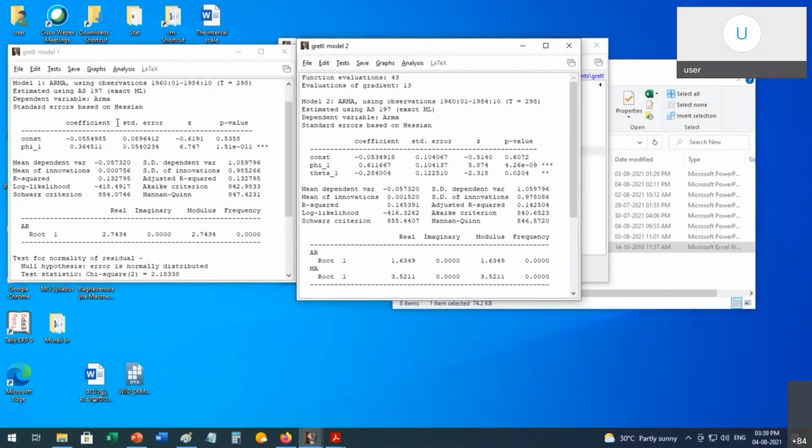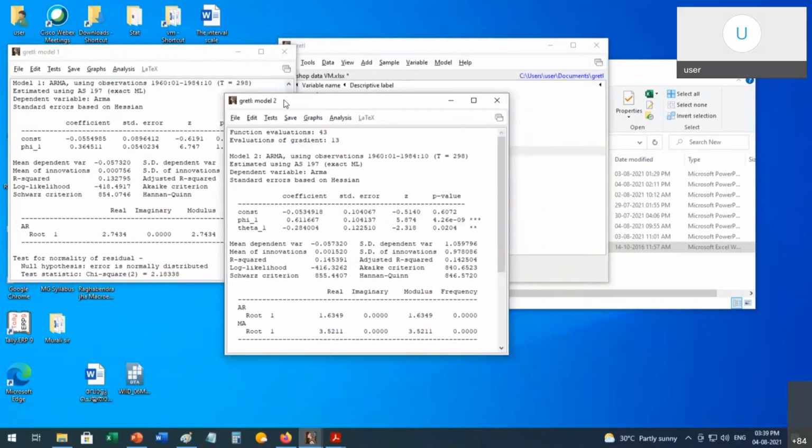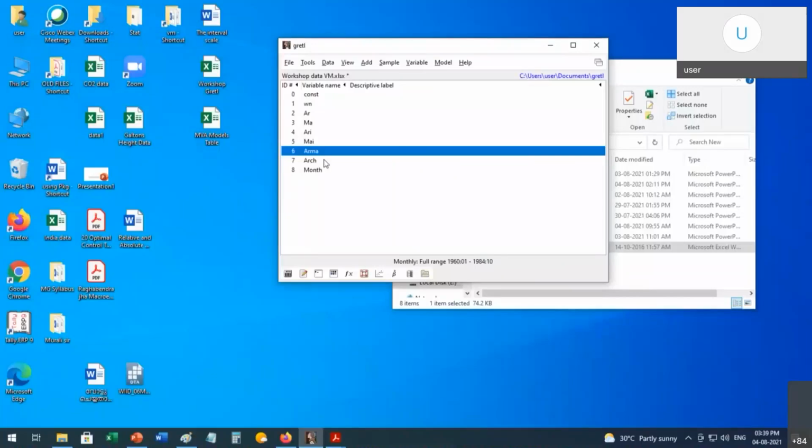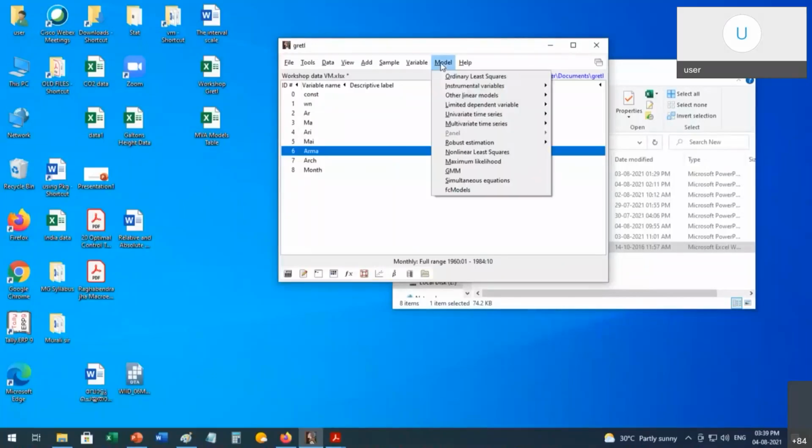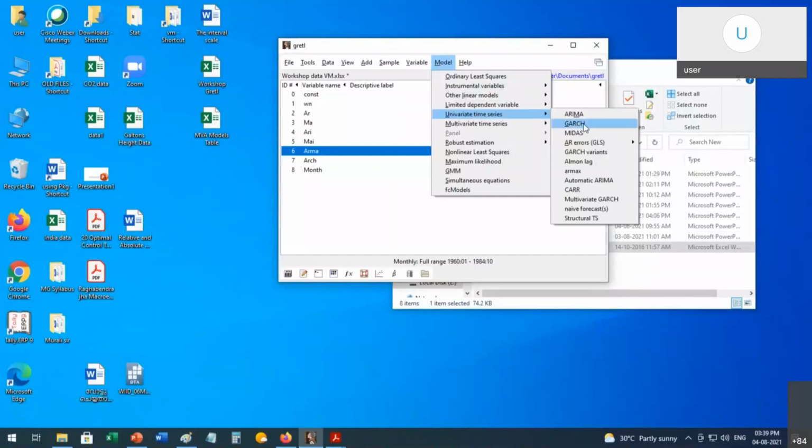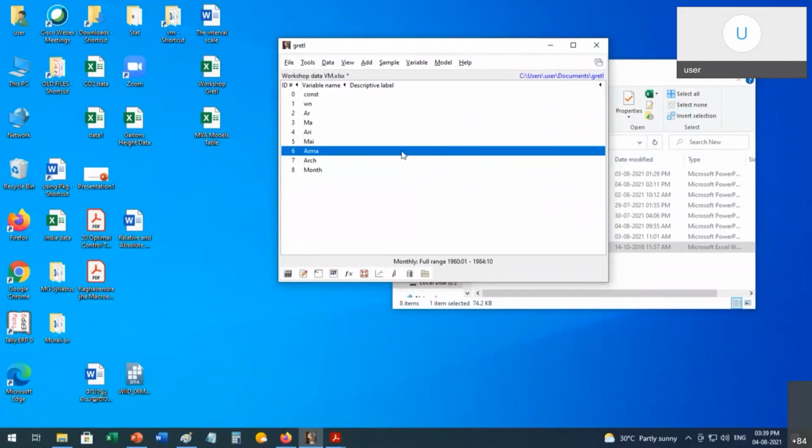Got it? What the idea? Now I shall show you the actual ARMA model for this one. We have taken only these two cases. Now to get the automatic ARMA model, we go to the model, univariate time series, and here we have the automatic ARMA. Okay.